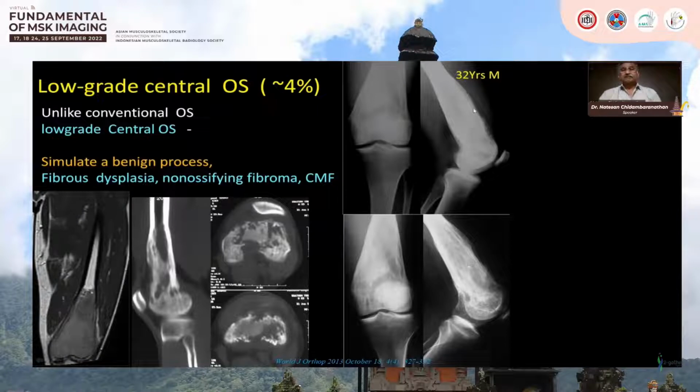Here is an example on X-ray. It is not very well seen in the earlier film. After 1 month, it becomes a very obvious lesion. It's a low-grade central type osteosarcoma mimicking fibrous dysplasia.